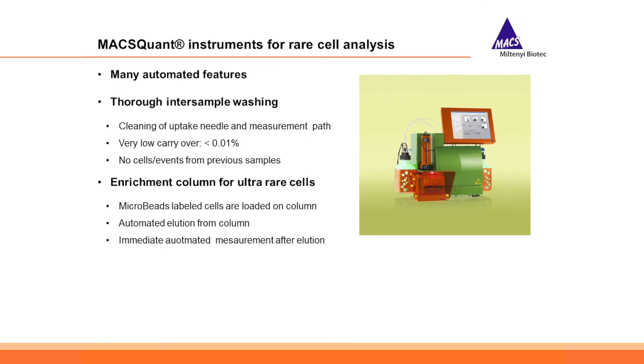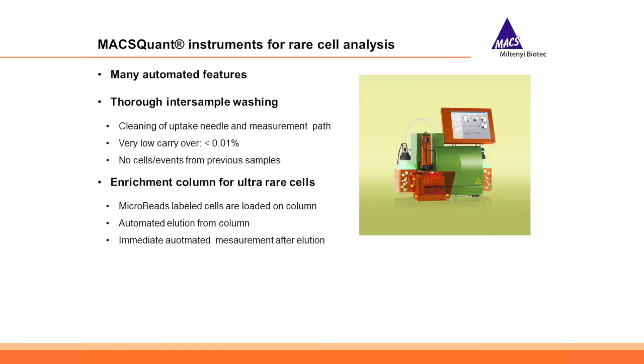You can automate this enrichment. For that, I would briefly like to introduce our cytometer, the MACSQuant instrument, to you. It has many different automated features, such as measuring from 96-well plates, automated labeling, and so on. That's not so important for now. I would like to go on to two features that have to do with rare cell analysis.